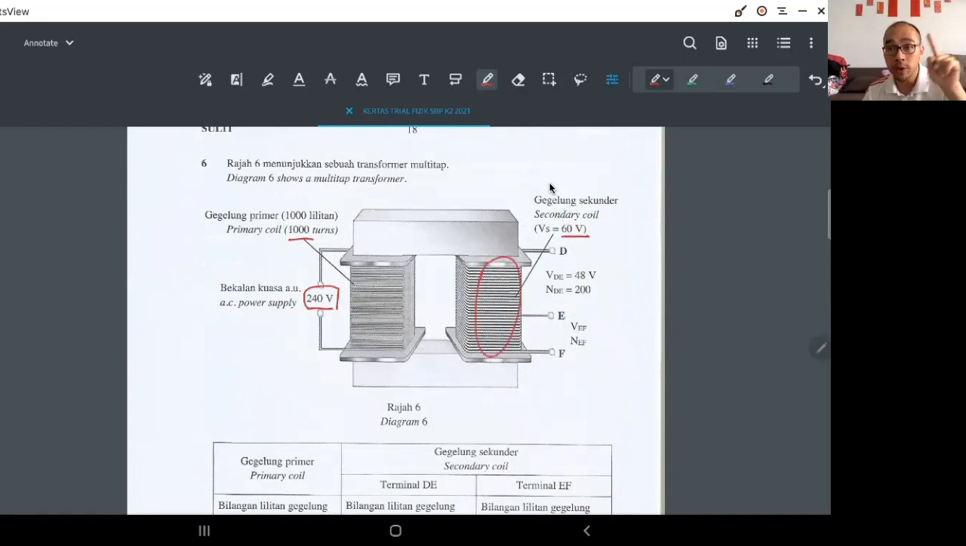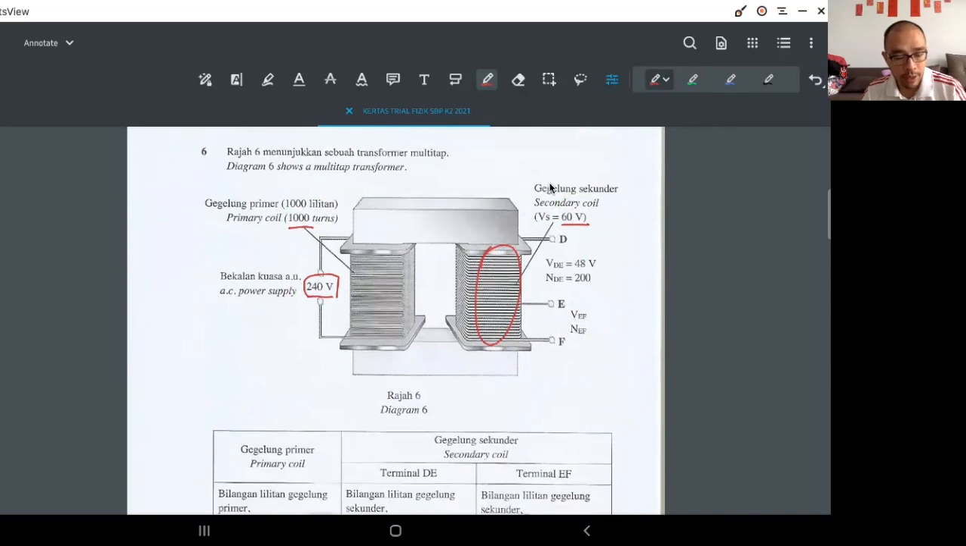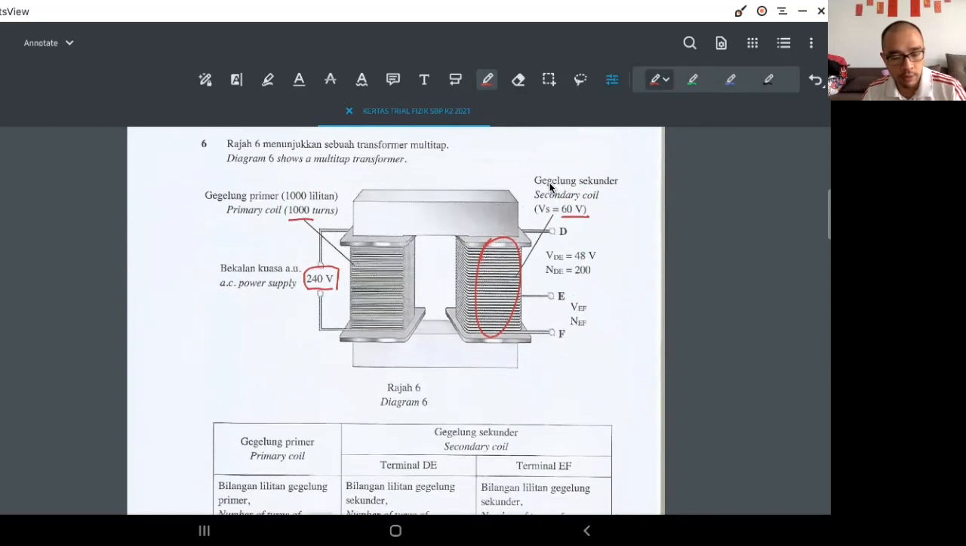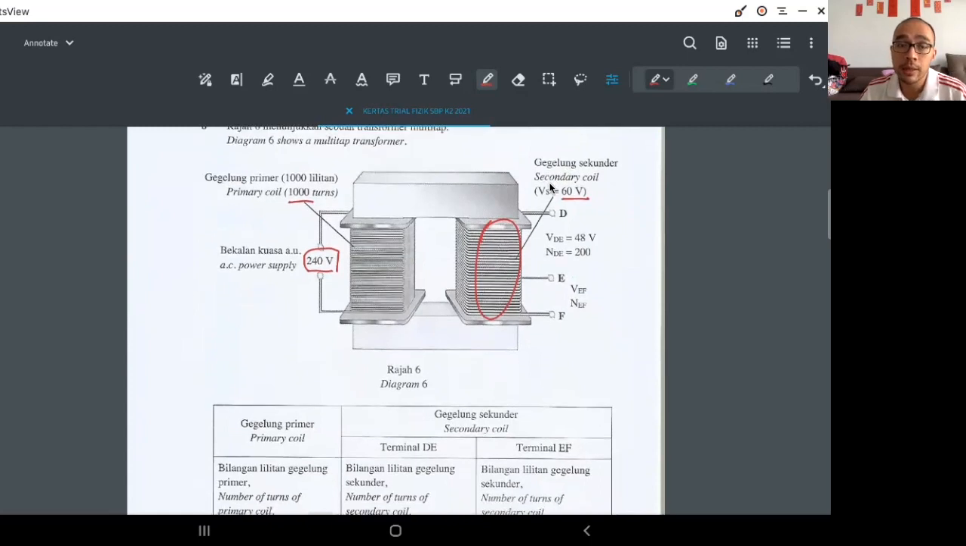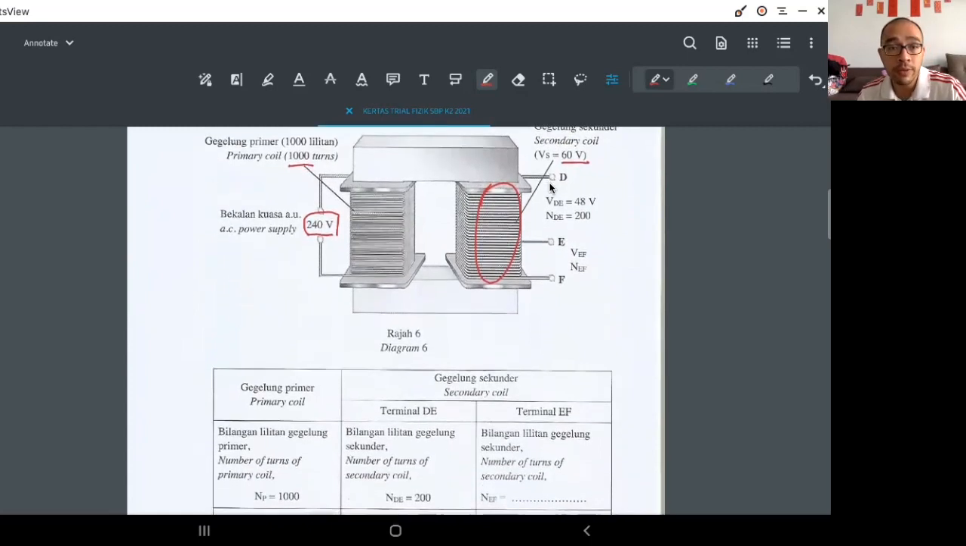So you can actually find the total number of this one. The formula is Vp over Np equals Vs over Ns. You substitute everything in. Sorry, screen today is very slow for some reason. You get Ns equals 250. So the whole thing here is 250.